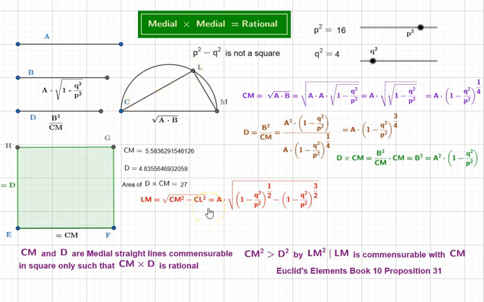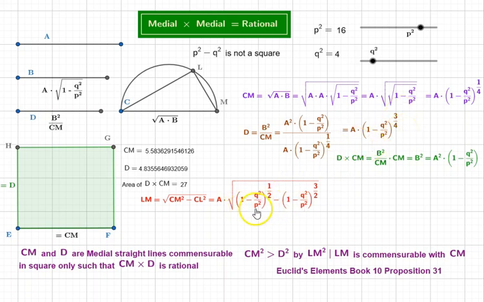Doing the substitutions, we get square root of CM square. And square on this would be 1 by 2. So let's keep this A inside, then it will be A square times 1 minus Q square by P square to the power of 1 by 2. Minus CL is equal to D. Now again square of D, because that is equal to CL. So A times 1 minus Q square by P square to the power of 3 by 4. So when we square this, we get A square times 1 minus Q square by P square to the power of 3 by 2.